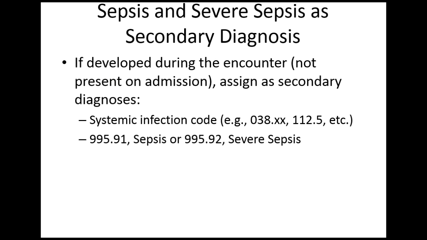If sepsis or septic shock or severe sepsis develops after the encounter and was not present on admission, you're going to want to assign it as a secondary diagnosis. Again, the systemic infection code is going to be assigned first, with the 995.91 or 995.92 coded as a secondary code.